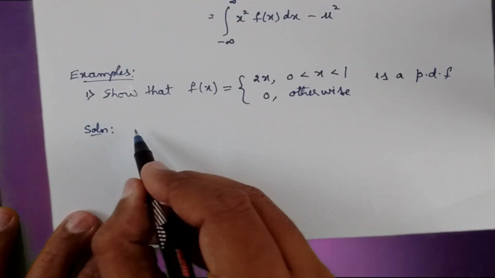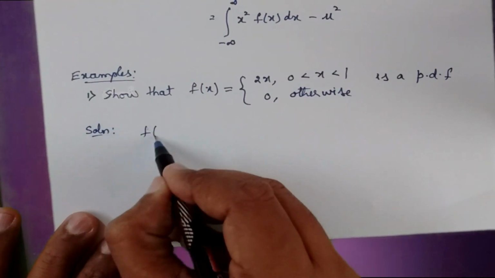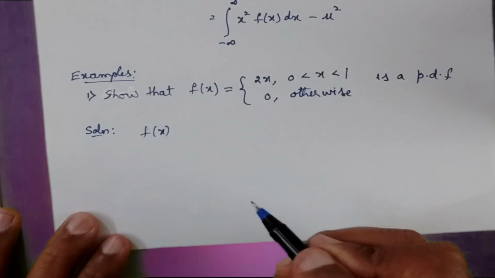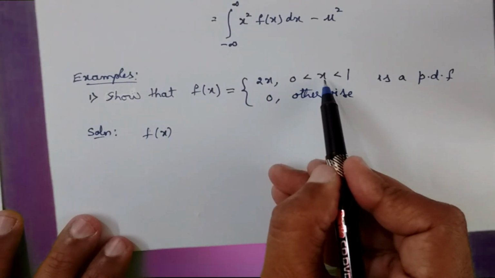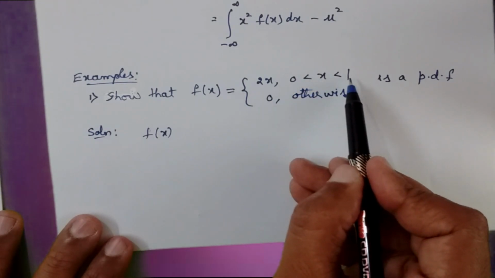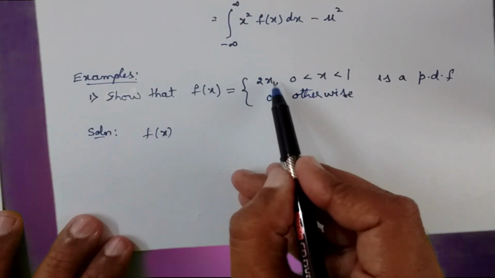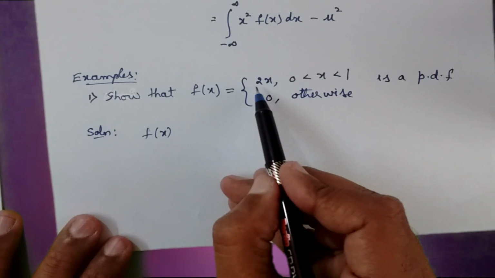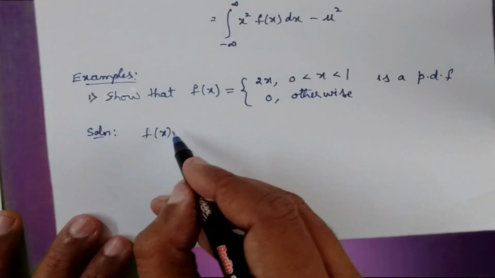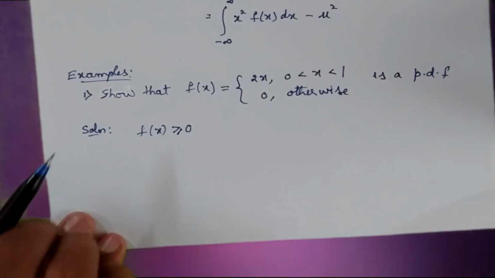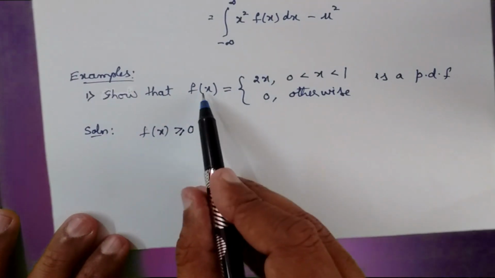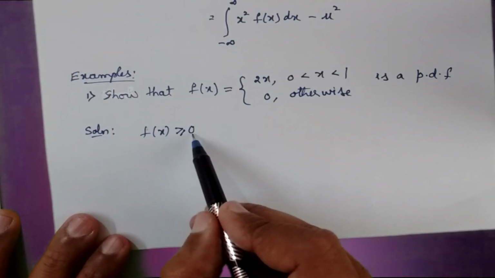So let us try to show those two conditions. Let us take the first condition, f of x. Let us try to see whether it is greater than or equal to 0. So try to observe here, the values of x are 0 to 1. They are positive values. So if I put x to be positive, 2 into a positive value will be a positive value itself. Therefore the value of f of x will be greater than or equal to 0. So first condition holds. And f of x is also 0 otherwise, so equal to 0.